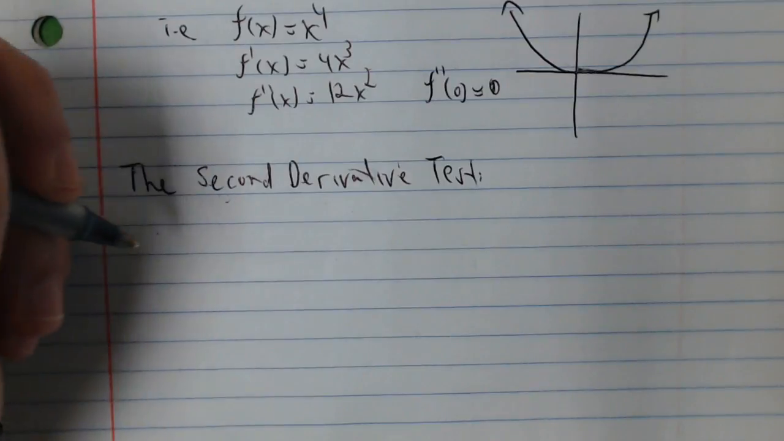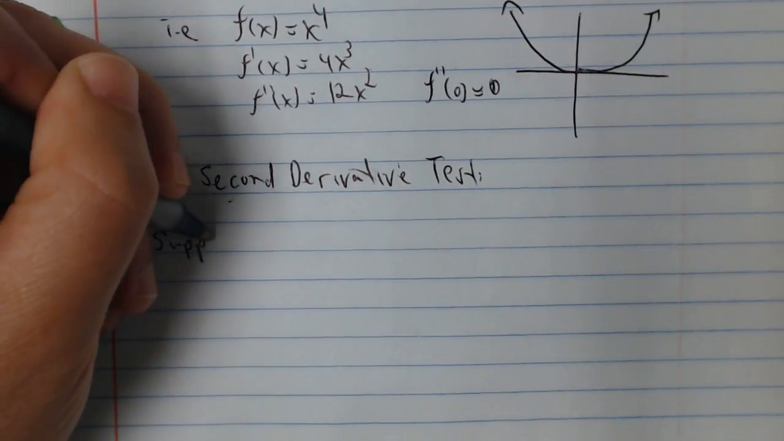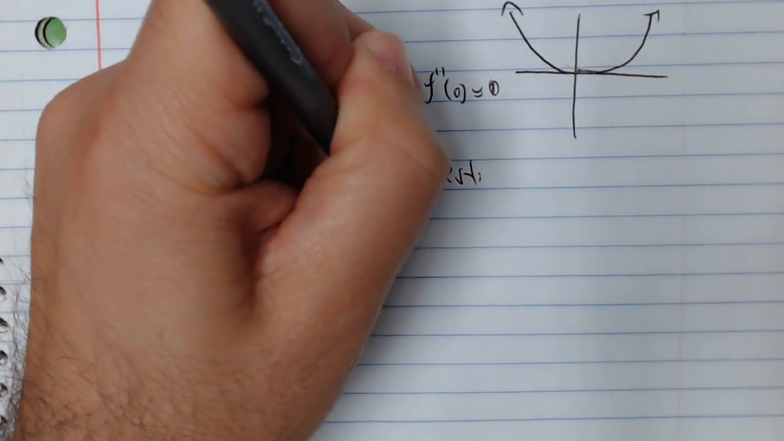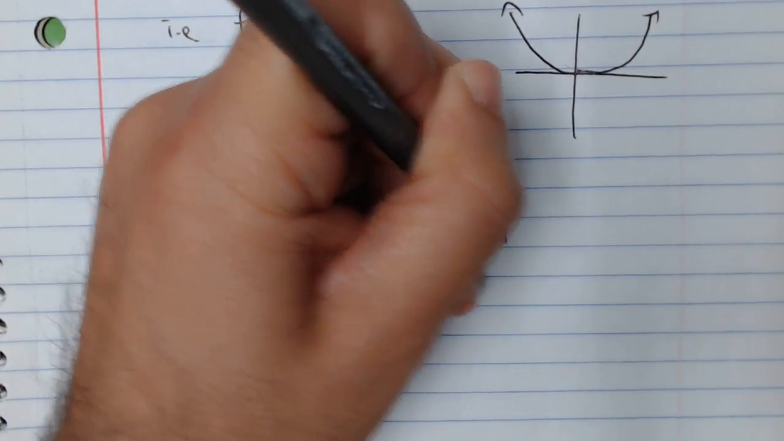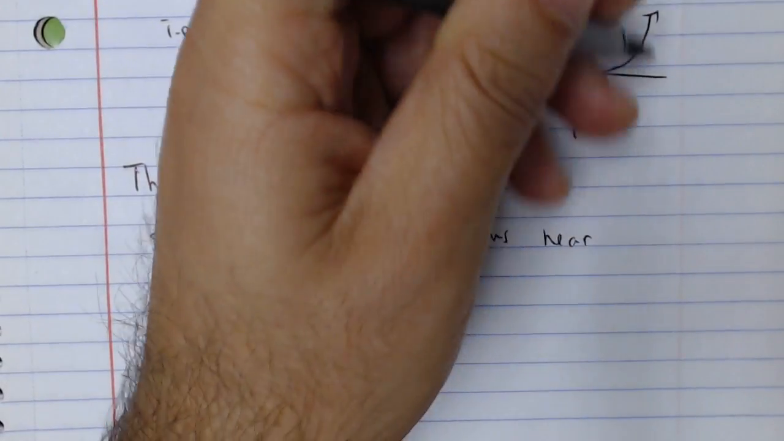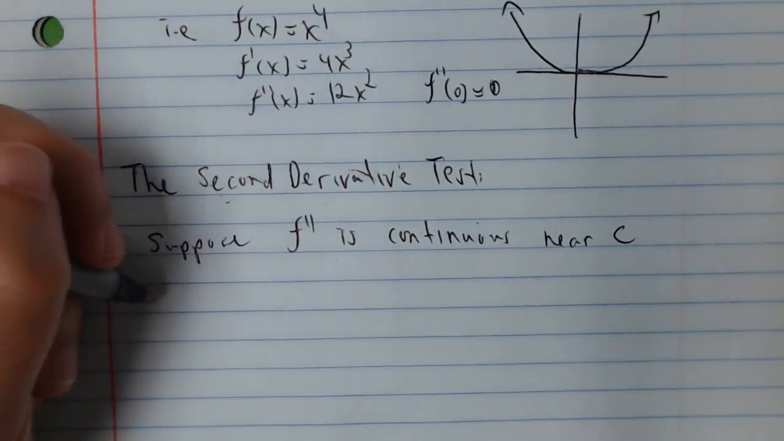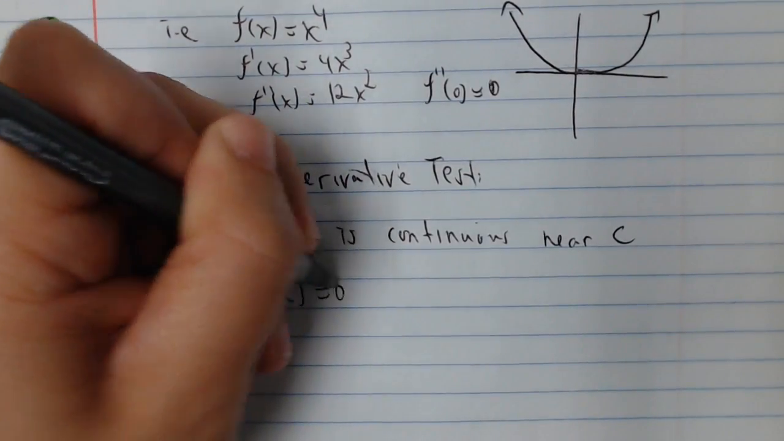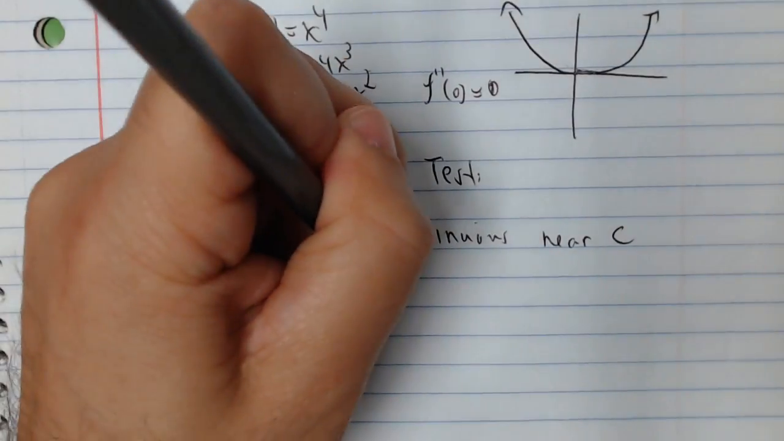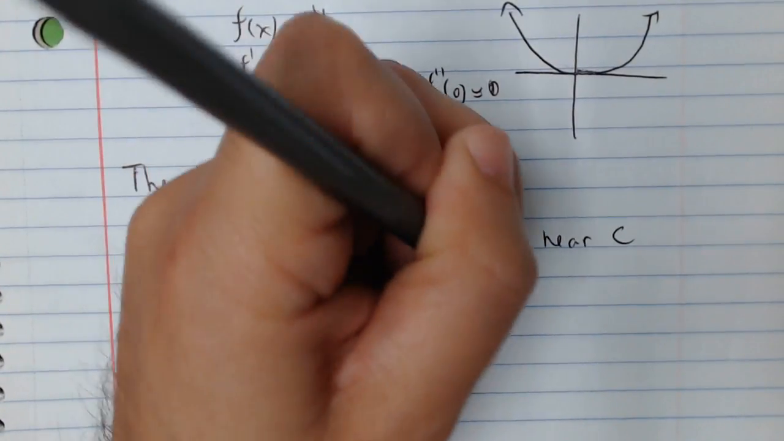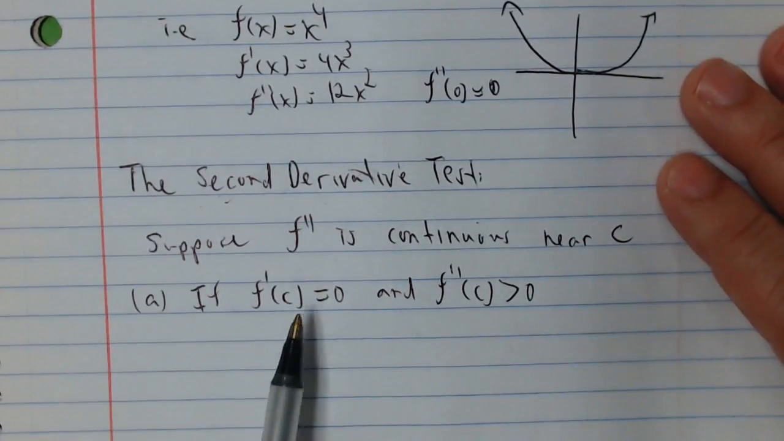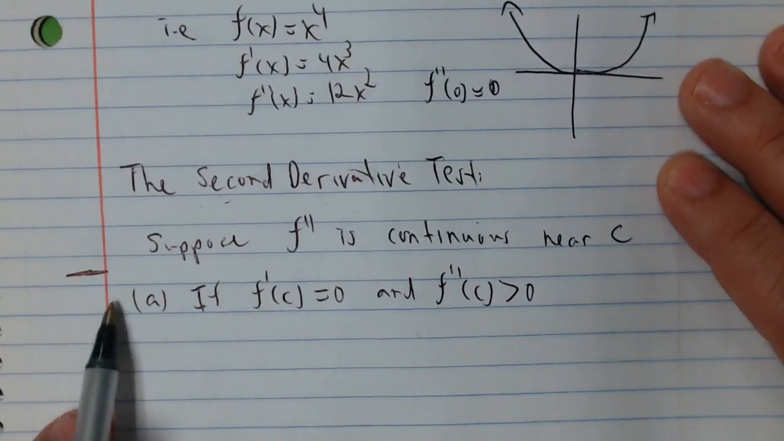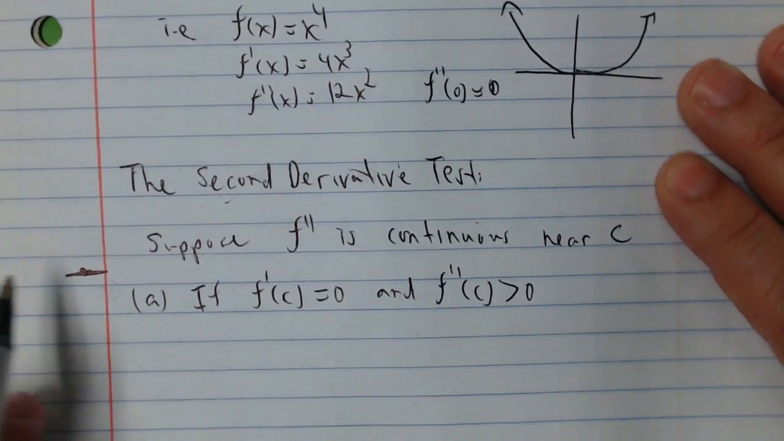So here's what the second derivative test says. Suppose f double prime is continuous near C. Here's what we could say. If f prime of C equals 0 and f double prime of C is greater than 0, let's see what happens here. If f prime of C is 0, what does that mean? I have a horizontal tangent. So I'm going to draw it off to the left here. At this point, I have a horizontal tangent.